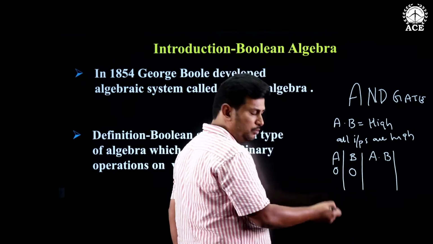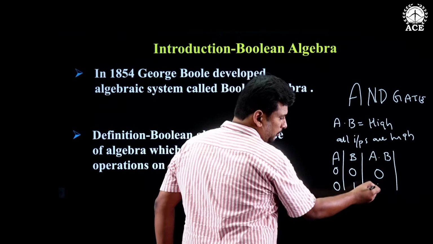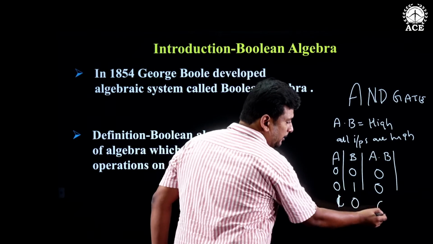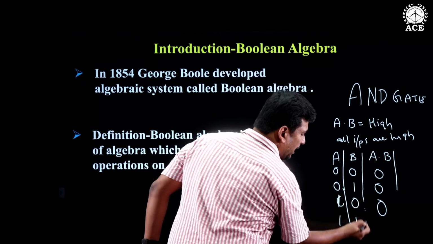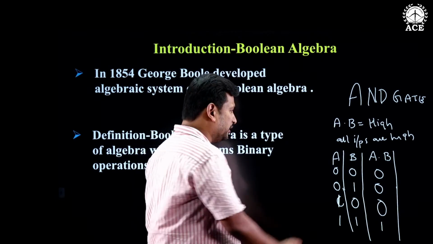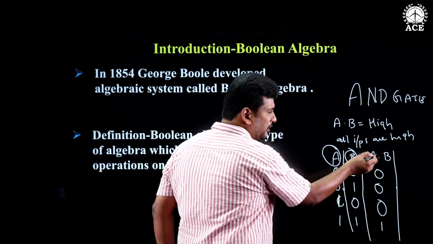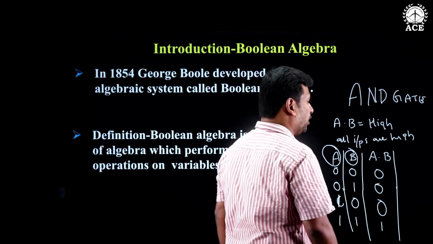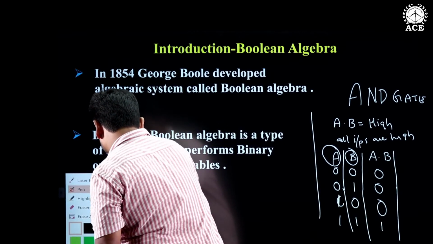If both inputs are low, we know that A AND B is 0. Even if one input is low, the output is low. But when is the AND gate output high? When both inputs are high. So A AND B will be high when both inputs are high. I just want to connect: these two terms are called variables, and this AND symbol represents the operation executed on the variables. And along with this AND gate, we also use two important gates.